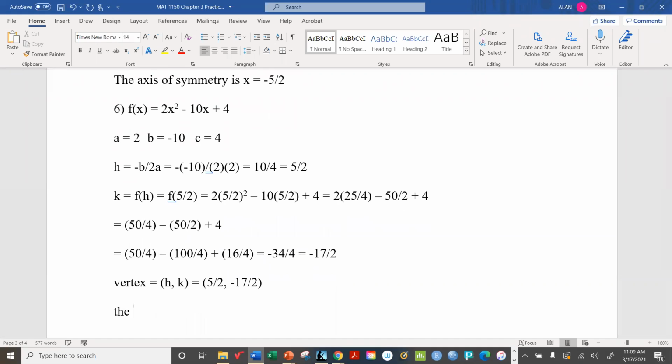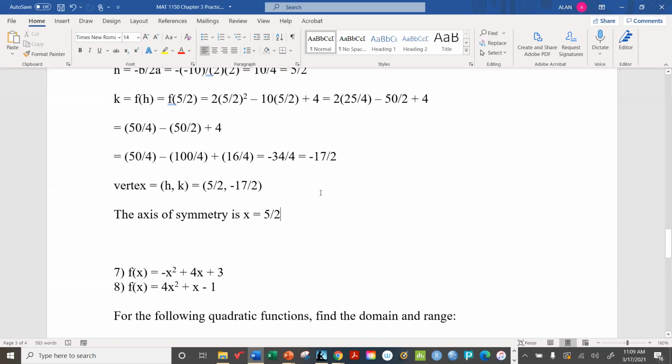And the axis of symmetry is just x equals 5 halves, because I've already solved for it. Remember, x is just the vertical line whose value equals h. All right, so that's what you had to do for that one.